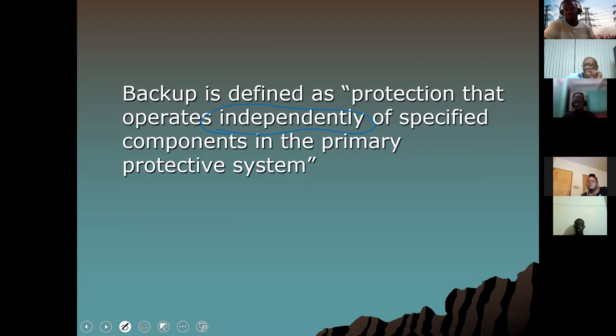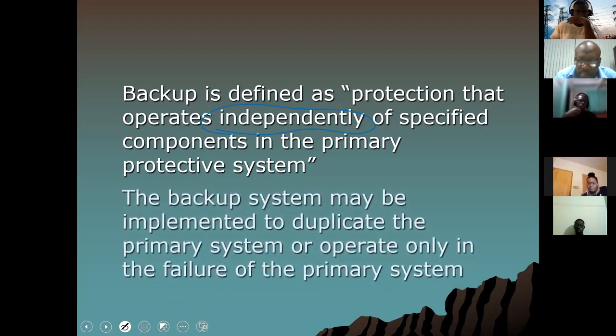Now, if you are relying on the same equipment or the same components in the primary to operate your backup, you may end up having both primary and backup failing because you can't say what it is in the primary which caused it to fail. Fair enough? So a key aspect of your backup is that it must operate independently of the components within the primary system.